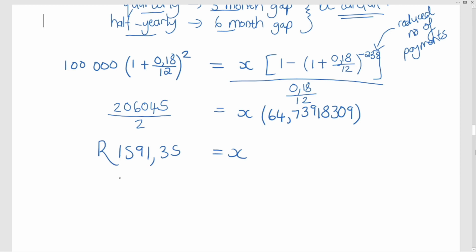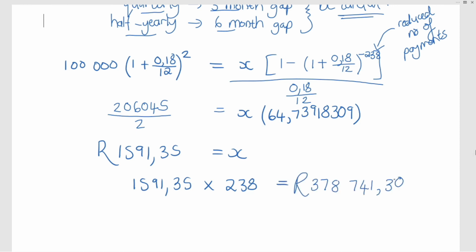For interest's sake, let's figure out how much he actually ends up paying off on this loan. If we take the 1591,35, how many times did he pay that? He paid it 238 times. This is now to borrow 100,000 Rand, right? And there it is. It's going to pay off nearly 400,000 Rand.